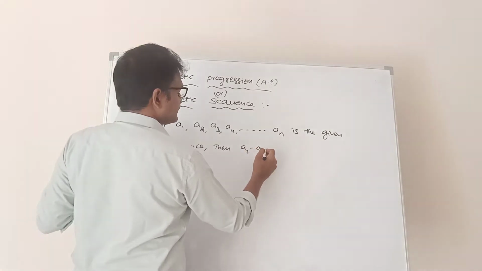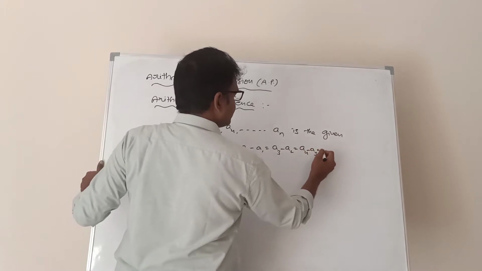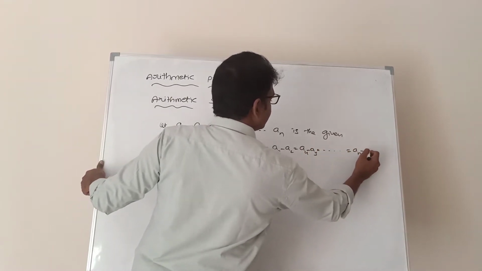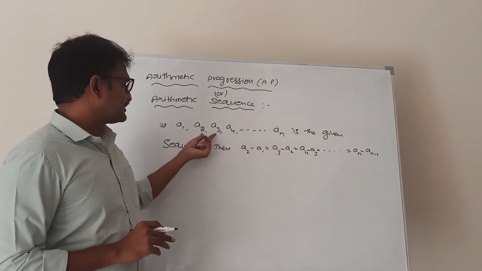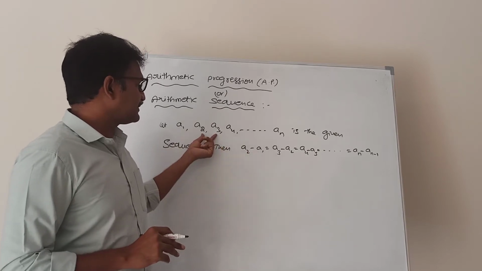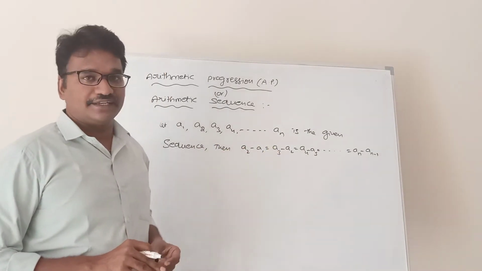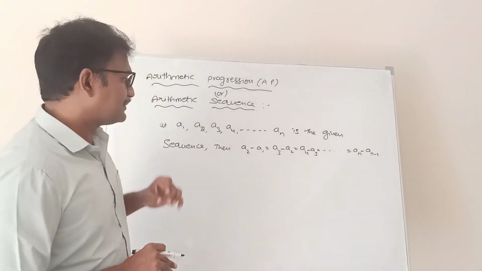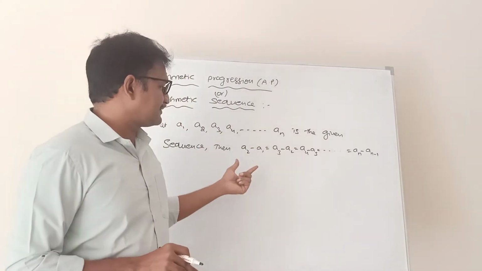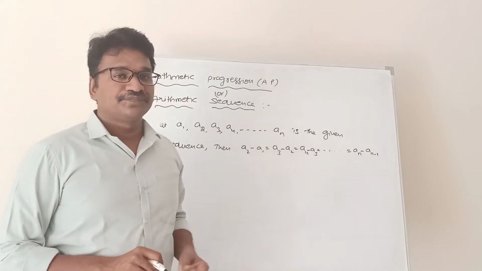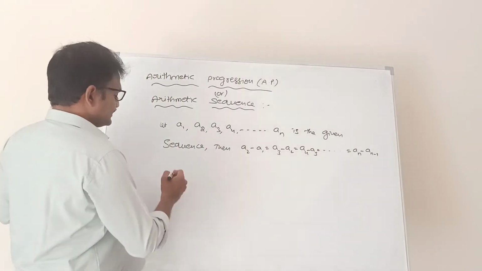if A2 minus A1 is equal to A3 minus A2 is equal to A4 minus A3 is equal to so on, An minus An minus 1. That means the difference between two consecutive numbers, A2 minus A1, next A3 minus A2, should be equal. Then it is called an arithmetic progression. If the difference between two consecutive terms is the same, then it is called AP.